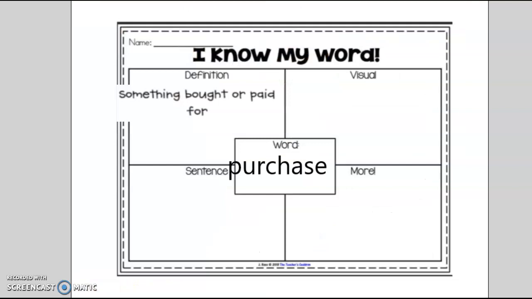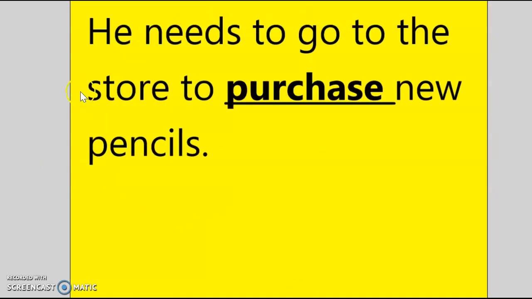We are going to work on the vocabulary pages today inside your Unit 5 Week 1 packet. So go ahead and find those vocabulary pages, and the first word that you need to write down is purchase. That will go in the center, and then the definition is something bought or paid for. So pause this video anytime for as long as you need to write what you need to complete your vocabulary. The sentence will be, he needs to go to the store to purchase new pencils.